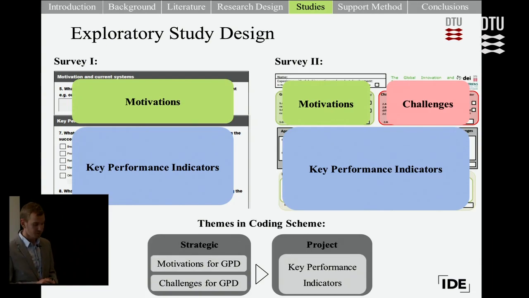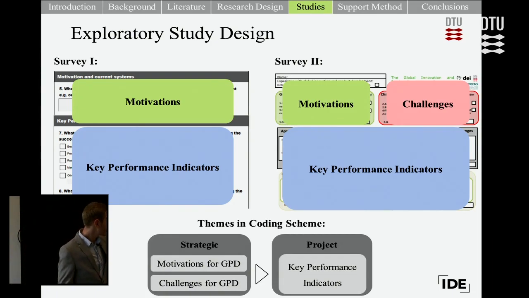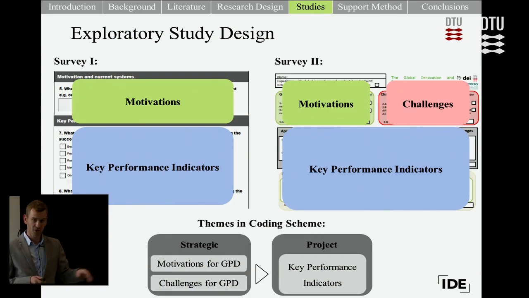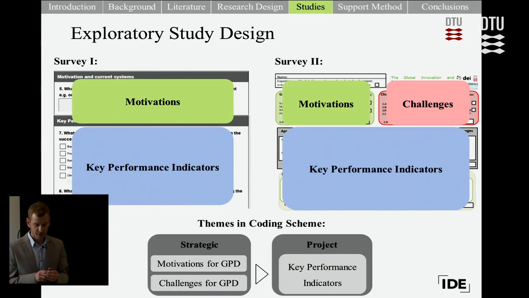So a coding scheme was developed to analyze this data, which was based on key themes in the literature and also data. So for example, some of the motivations and challenges were actually used from those identified in literature where possible. However, some of the data, for example, with the key performance indicators in the context of GPD, were not so available in literature, and therefore additional codes were developed before that. So the data was categorized according to this, and then counted for frequency of occurrence to highlight key patterns in the data.